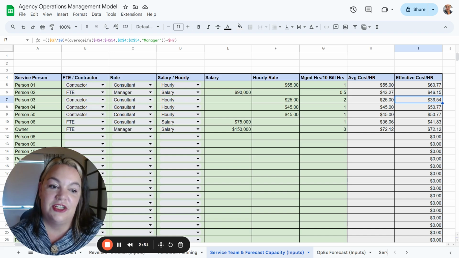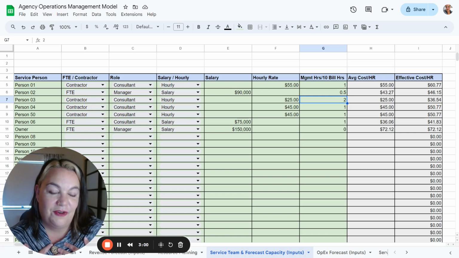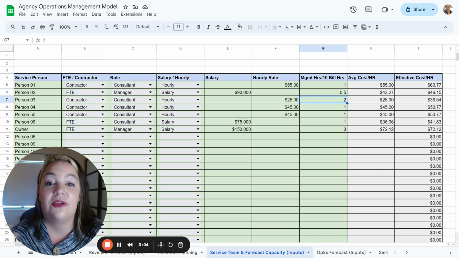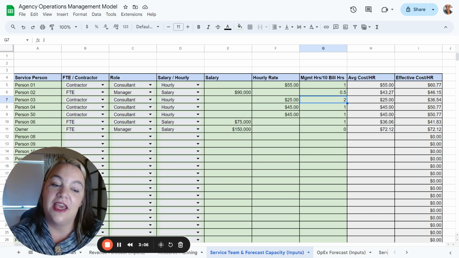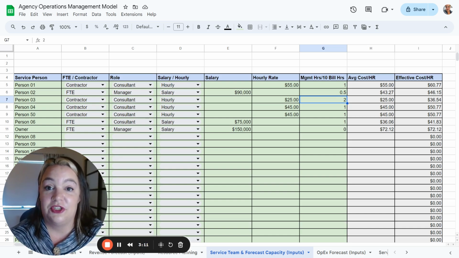Is it enough margin to justify doubling the number of management hours that you're going to need to dedicate to that resource? Well, that's not something that I can answer for every agency operator or owner, but it's something that you need to think about when you're thinking about your resource mix and you're thinking about what types of resources you need to hire and bring into your agency to help do the billable work.